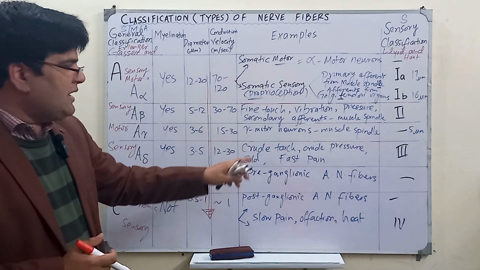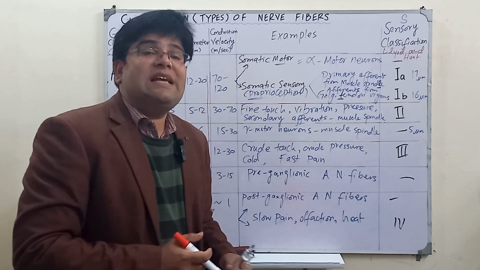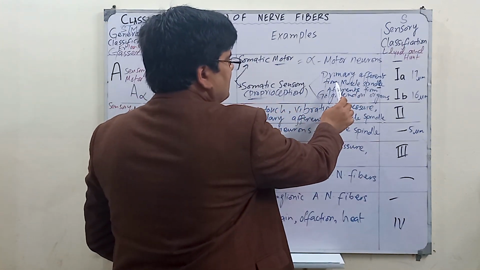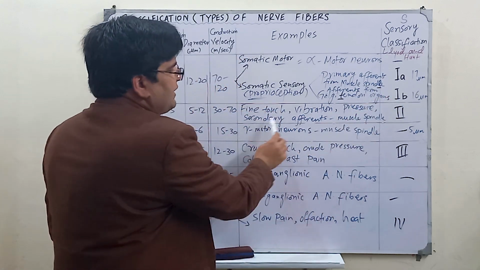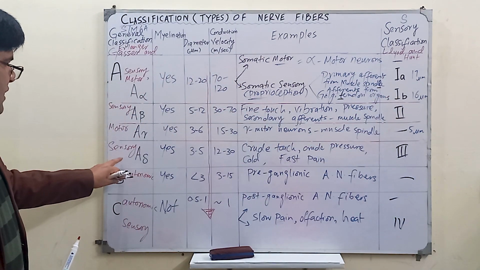So the muscle spindle have their motor supply from the gamma motor neurons, and muscle spindle have their sensory nerve supply along the primary afferents, which are 1A type of nerve fibers, and secondary afferents, which are type 2 nerve fibers.